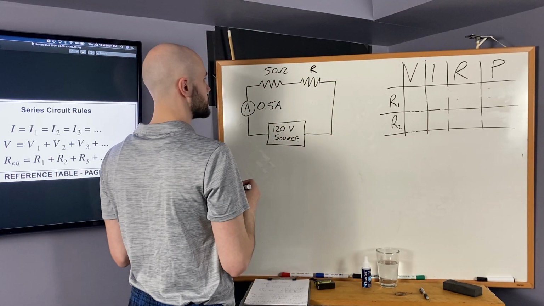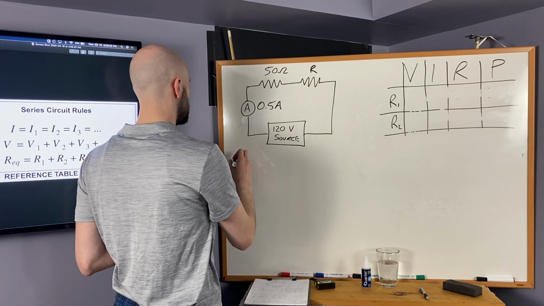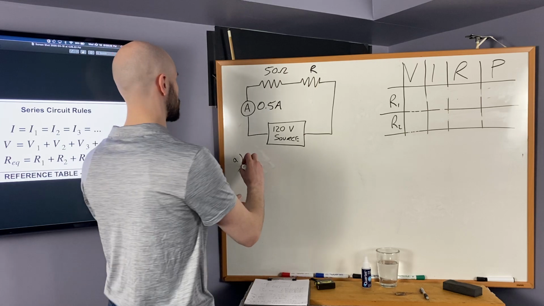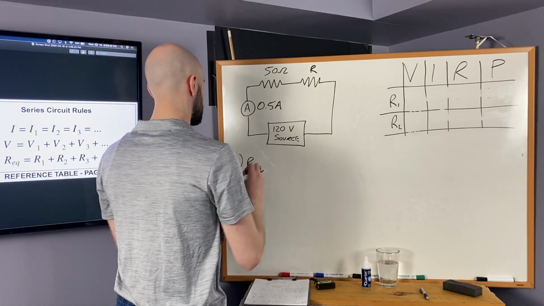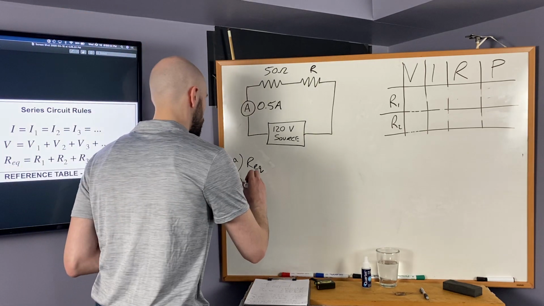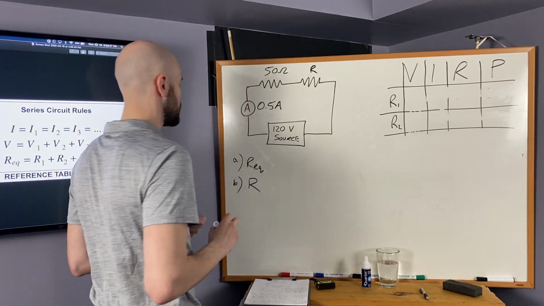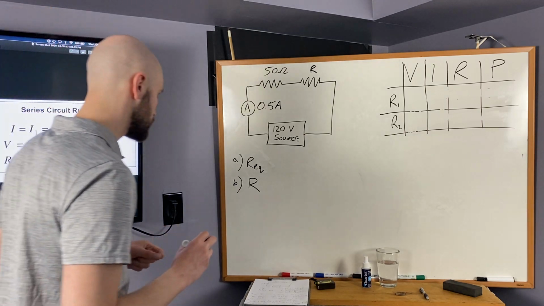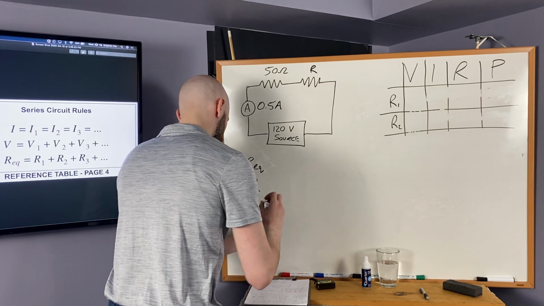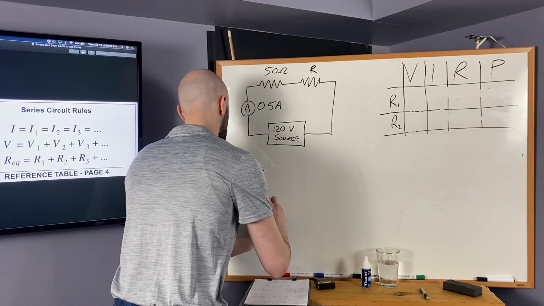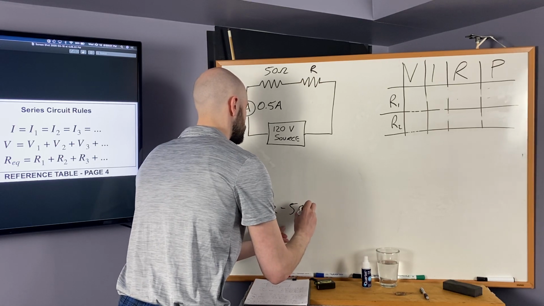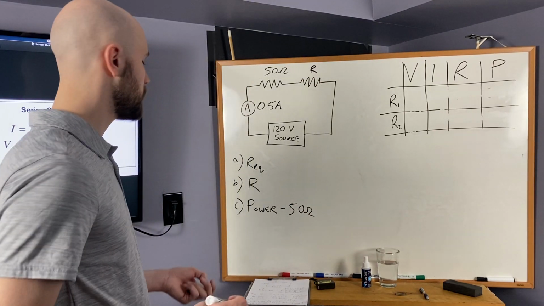And there's 3 parts to this question. Part A, we want to find the equivalent resistance of the circuit. That's REQ. Part B, we want to find the value of resistor R. How much resistance is there in ohms? And finally, we want to find the power dissipated by the 50 ohm resistor. Those are the 3 parts of this question.